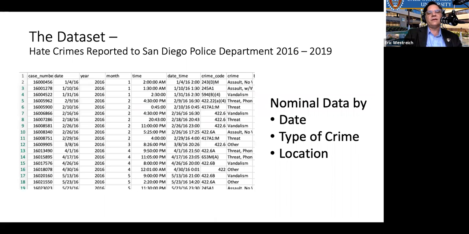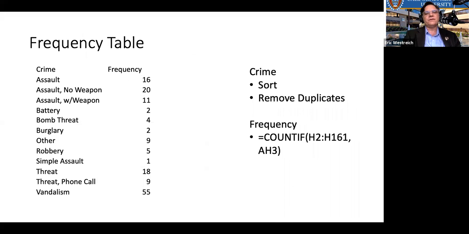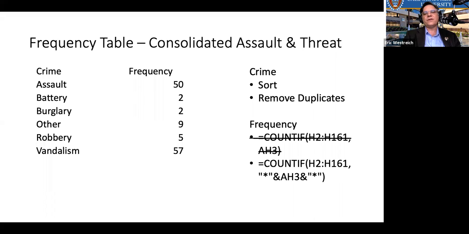The interesting thing about this data for me, and one of the reasons that we looked at it, was because there's no numbers, which makes it easier to do histograms when you have frequencies. This was just basically date, crime, location, some other information. So I built a frequency table and realized that a lot of things were combined.